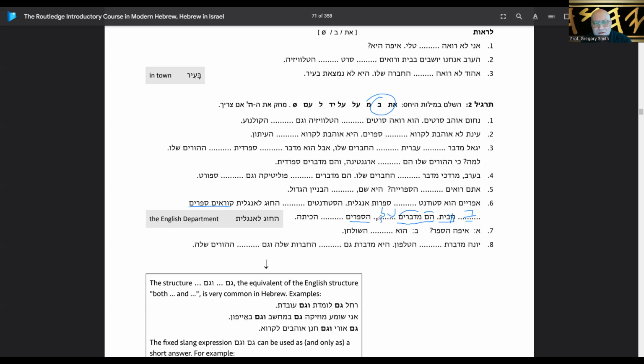Al hasefarim, they're speaking about the books. Blank hakita, what's that? I bet you that's in class. In class, hakita. Yeah, in class. הכיתה.